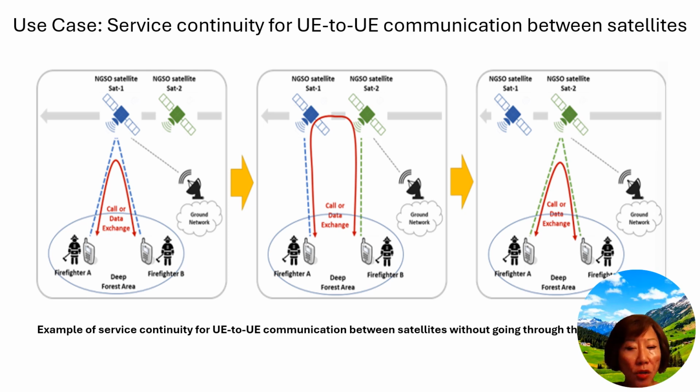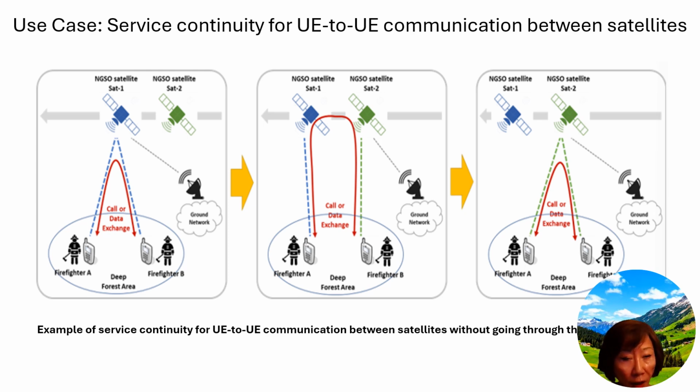The communication link is represented by blue dashed lines from each firefighter to SAT-1, satellite 1, with a red solid line between them indicating active call or data exchange. SAT-2, satellite 2, which is the green satellite, is visible but not yet in use.